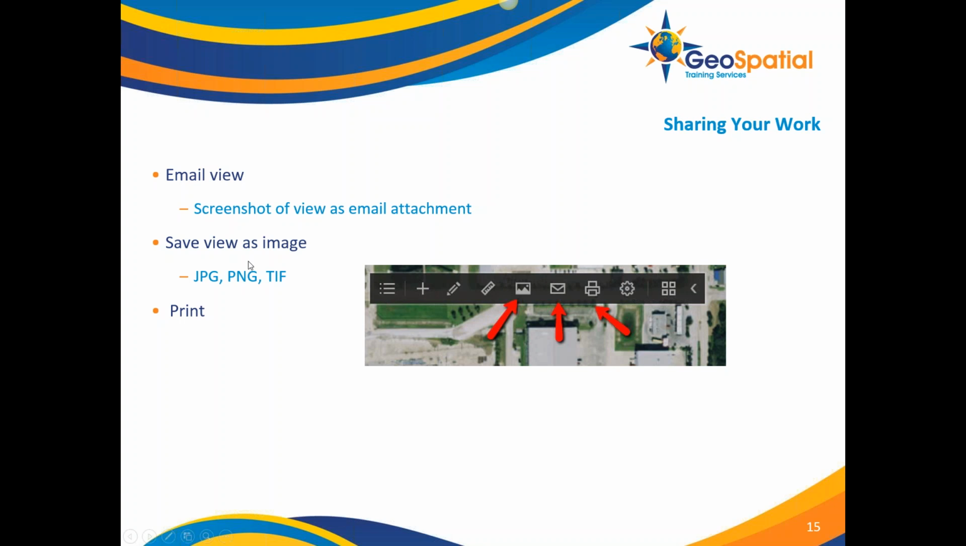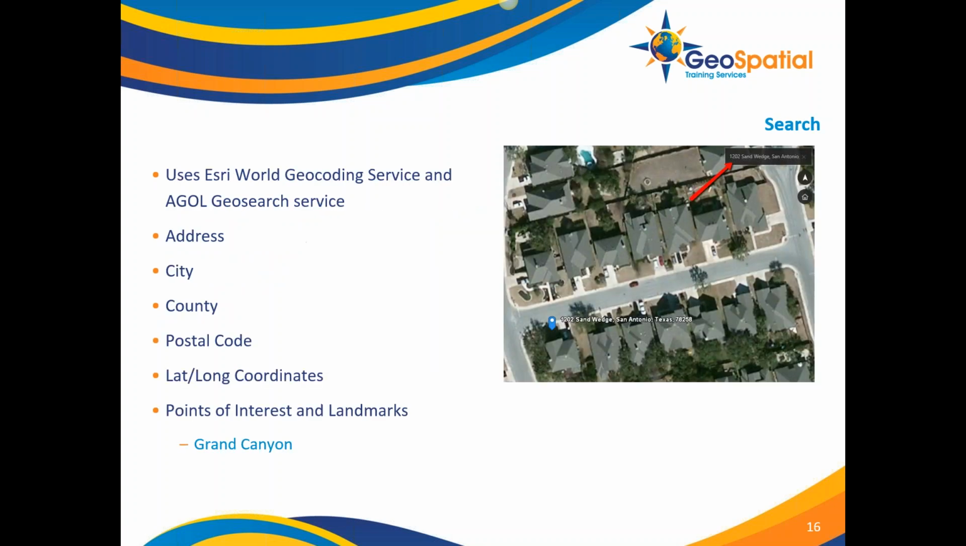You can also save the view as an image, right? So if you click the Save Image button, that allows you to export your view out to either a JPEG, a PNG, or a TIFF file. And then finally, there's a print button. This just allows you to connect to local or network printers and actually send your view to a printer.